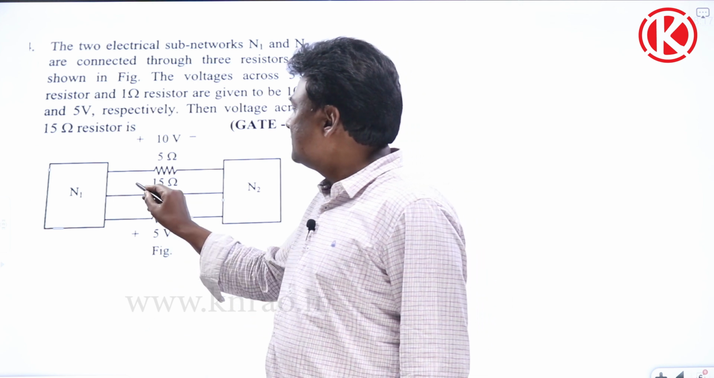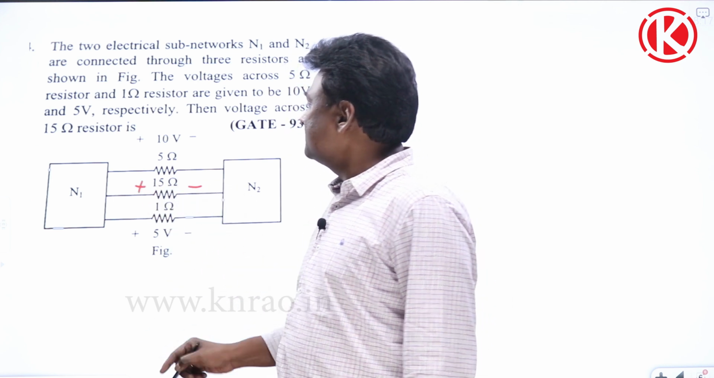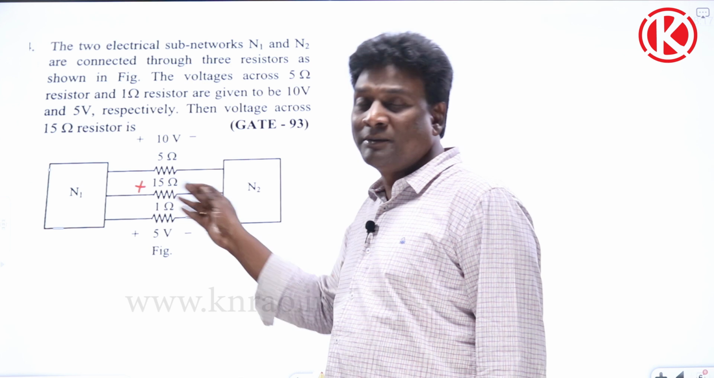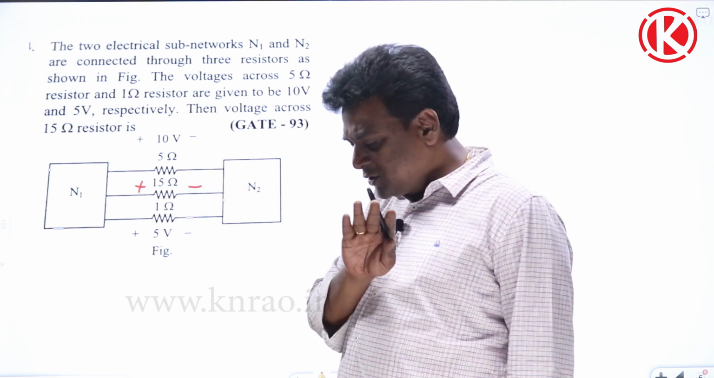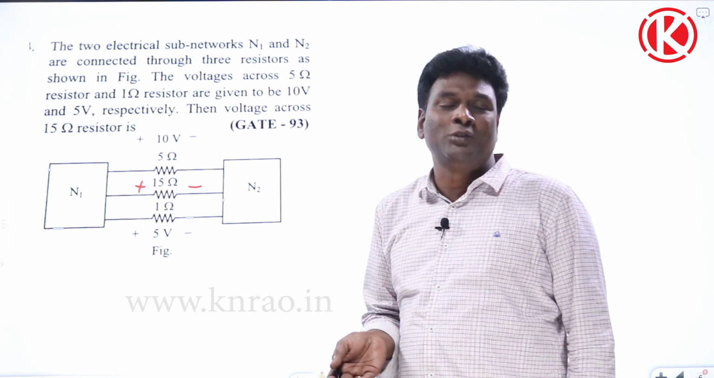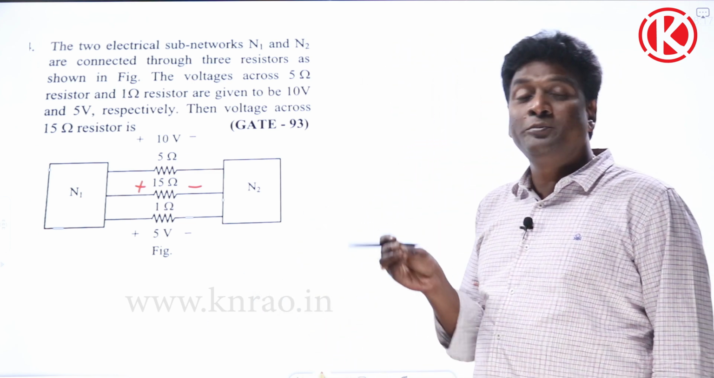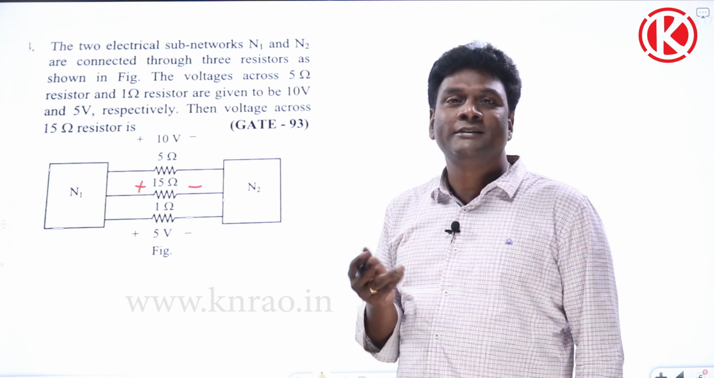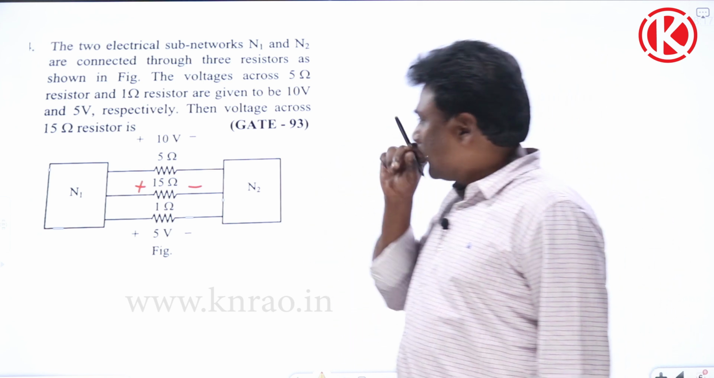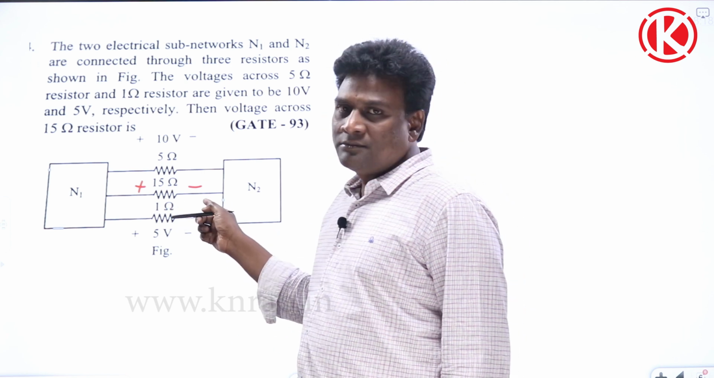Let us assume that, of course, they should have given plus minus symbols like this, because already we know that for every voltage without polarities, voltage should not be represented. Means each and every voltage should be represented with polarities. Each and every current should be represented with directions. Right? Now, coming to the point here, they are asking voltage.